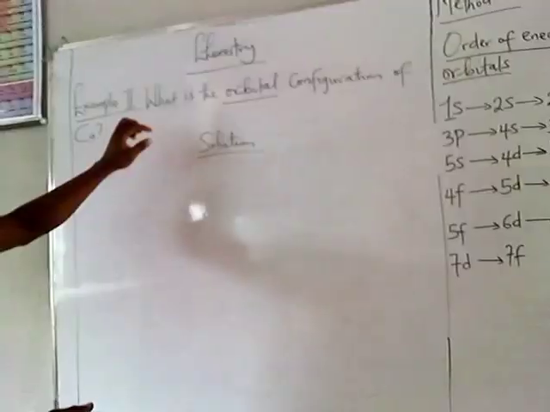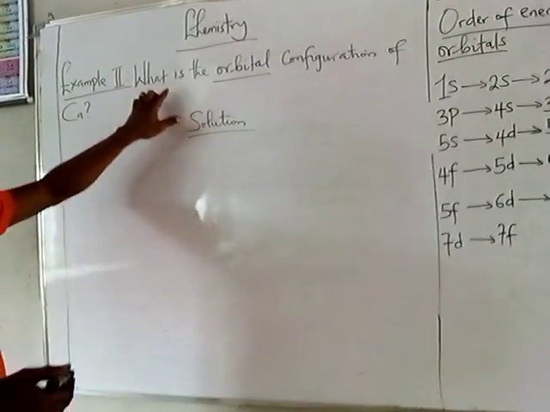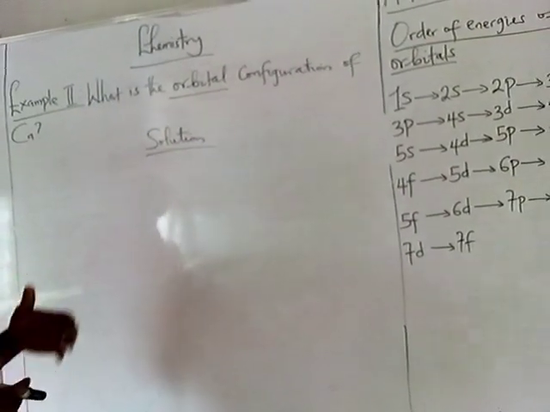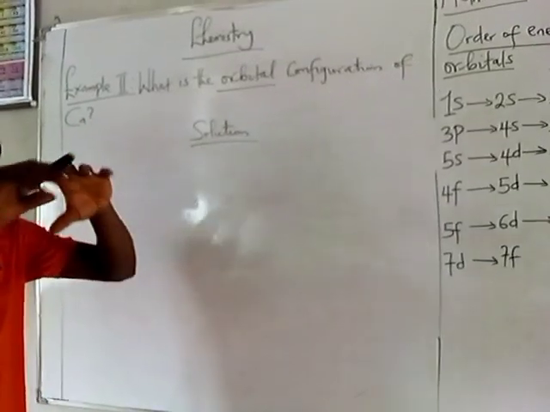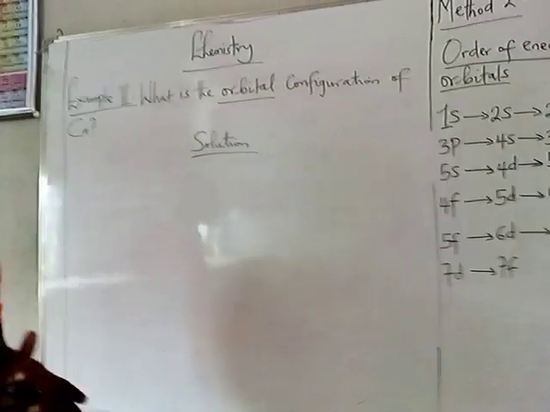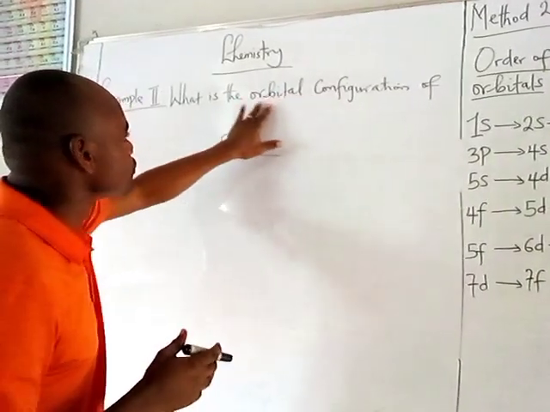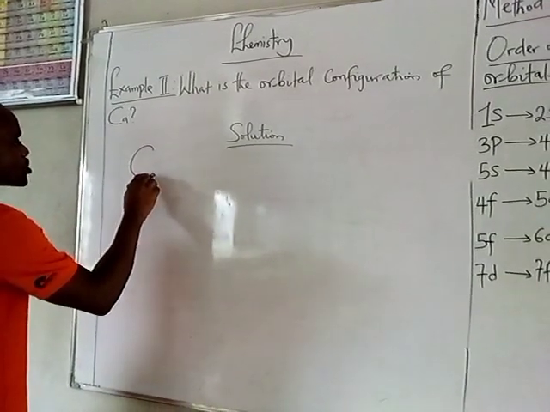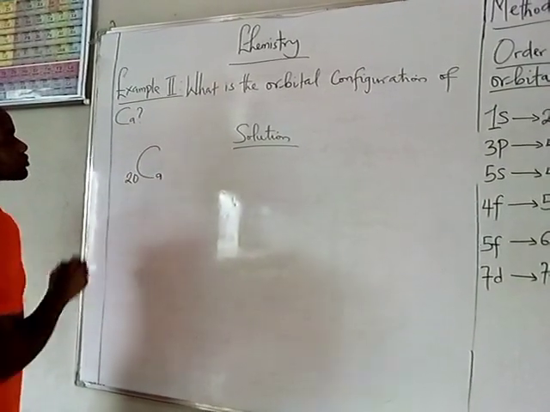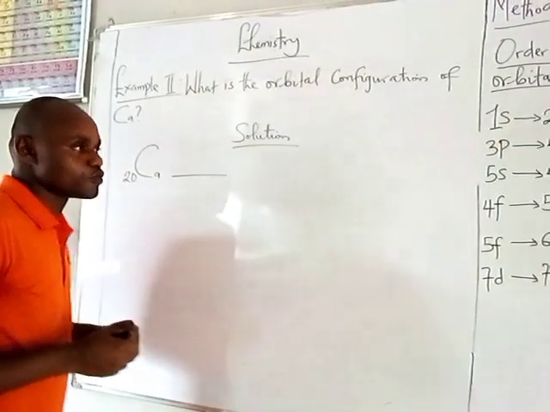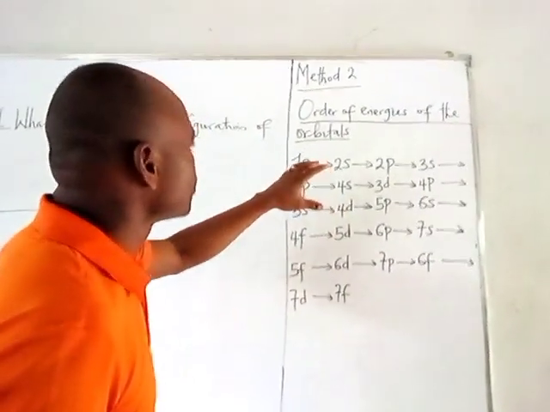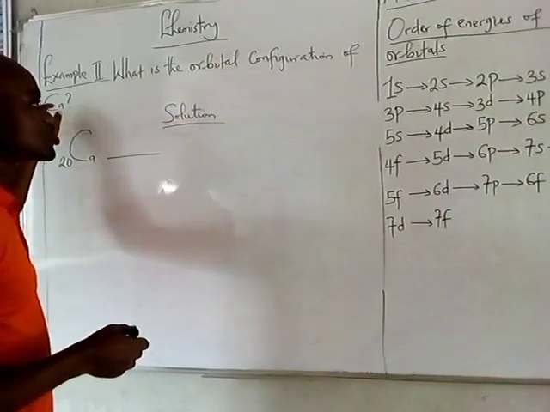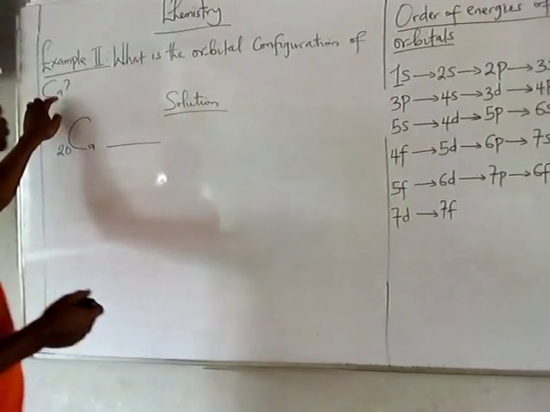Please take note. When you see a question that uses the words orbital configuration or electronic configuration, or in some cases electron configuration, they are still the same thing. Now we want to see the orbital configuration of calcium. The atomic number of calcium is 20. Let's see how we are going to use the order of energies of the orbitals to get the electron configuration of calcium.